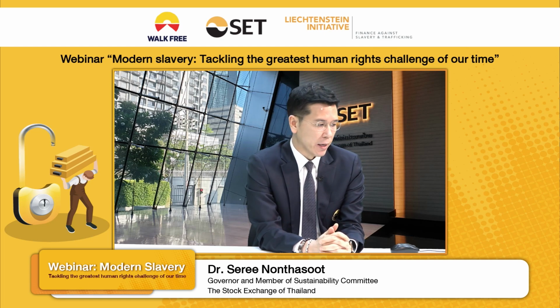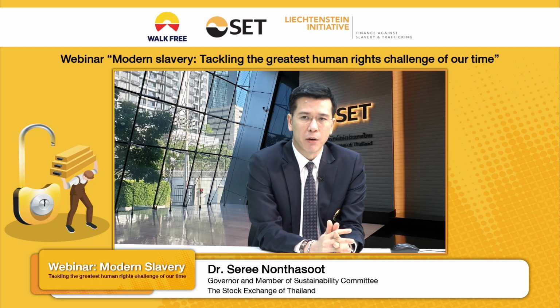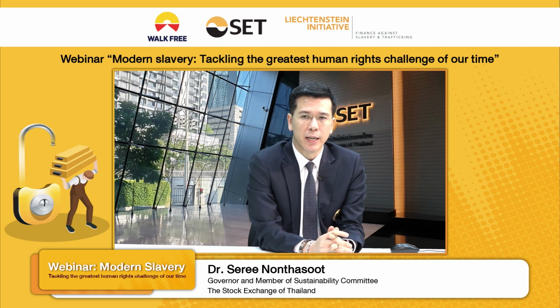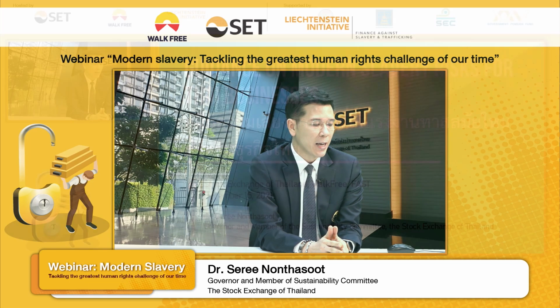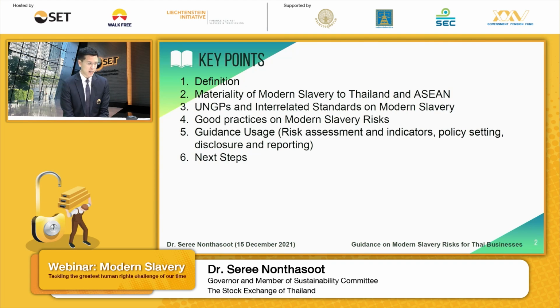I would like to reiterate the definition of modern slavery and the implication of modern slavery in Thailand and in ASEAN, and also the UN Guiding Principles and their importance as well. And we're going to summarize what the good labor practices being implemented by organizations today are. The first one is the usage of this particular guideline, and what are the next steps that we can expect.